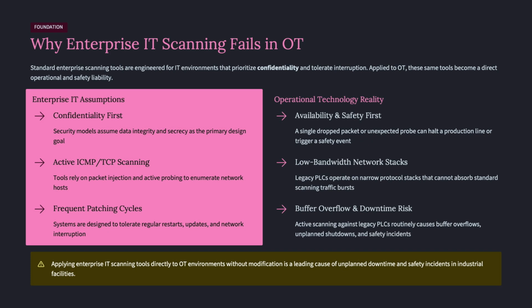Availability and physical safety. Legacy PLCs, serial gateways, and Level 1 controllers feature low-bandwidth, low-memory network stacks. When active IT vulnerability scanners probe these assets, the sudden packet volume causes buffer overflows, dropping critical control frames and tripping safety relays. Safe OT discovery requires a zero packet injection approach.